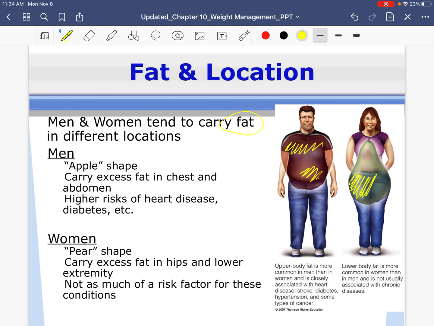Men tend to store more of their fat mass in their chest and their belly. Women tend to store more of their fat mass in their hips and their thighs. So we can see the apple versus pear shape.